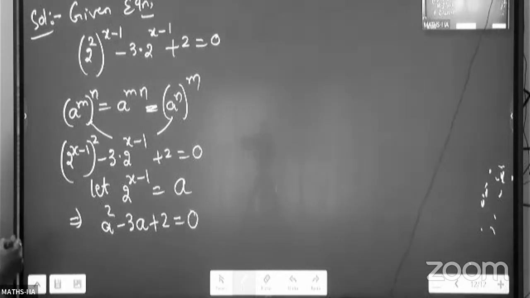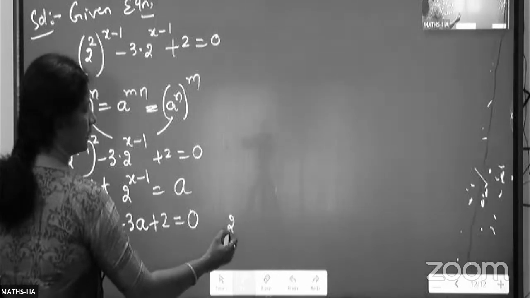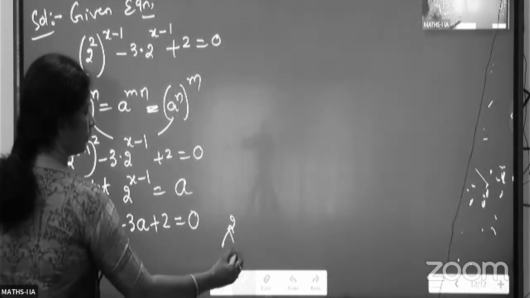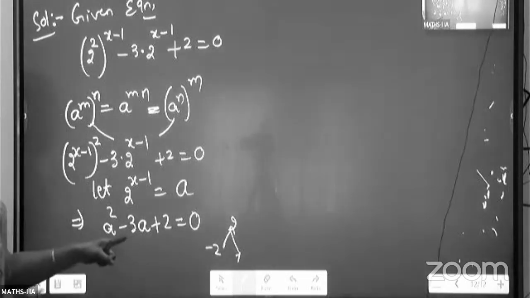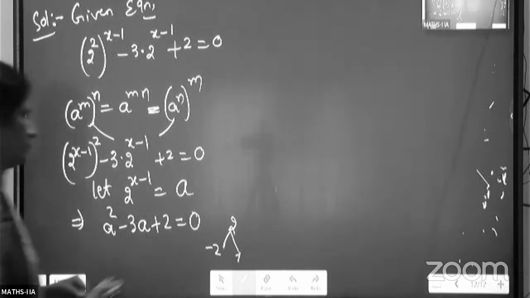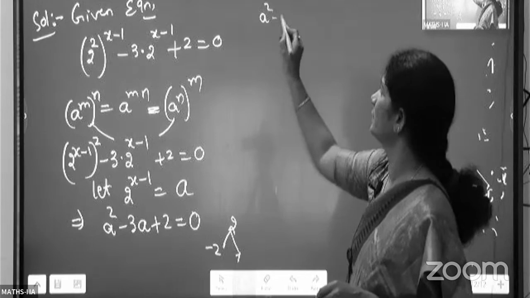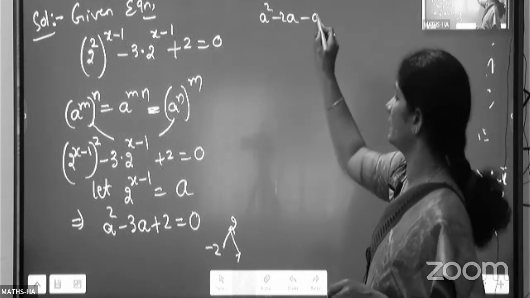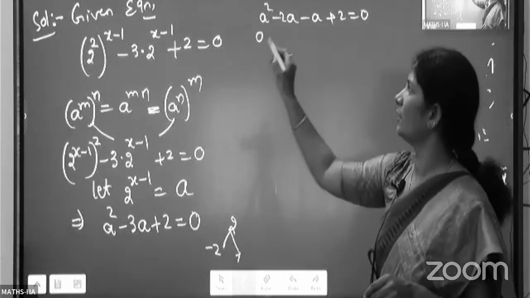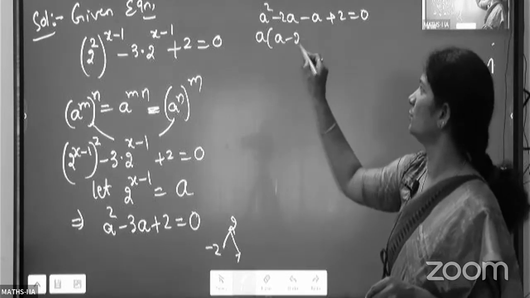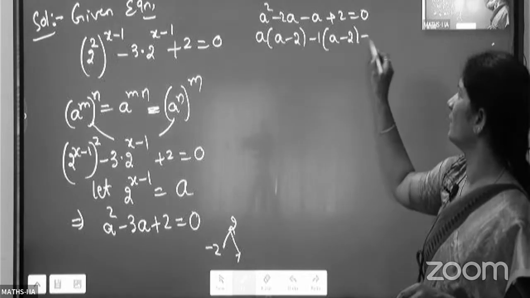Fine. Again, a quadratic equation, right? What are the factors? Two factors we want: 2 ones are 2, and minus 2 minus 1 is minus 3. So directly substitute here: a square minus 2a minus a plus 2 is equal to 0. Take a common, a minus 2. Take minus 1 common, a minus 2 is equal to 0.